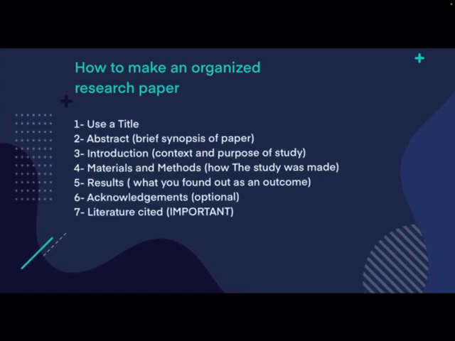And finally, step number 7, literature cited, which is the most important part because you are basically listing and giving credits to whatever websites you used for whatever information that you put in your research or included in your research. And so not including the literature cited is going to be considered plagiarism.